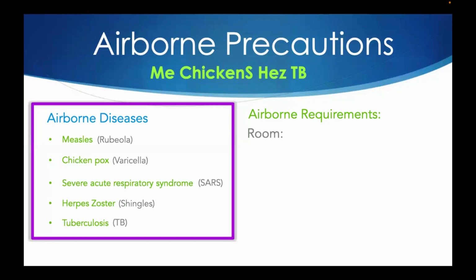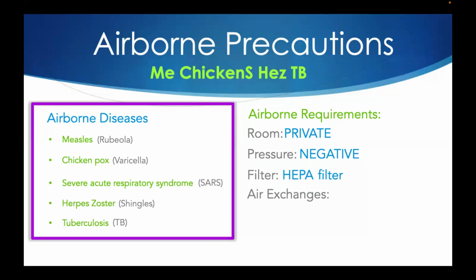Airborne requirements. What type of room should the patient have? Private. What type of pressure should the room have? Negative. What type of filter should the room have? A HEPA filter. How many air exchanges per hour should the room have? 6 to 12 times per hour. 6 is the minimum for an existing building, and 12 is the minimum for a new building. 12 is preferred.